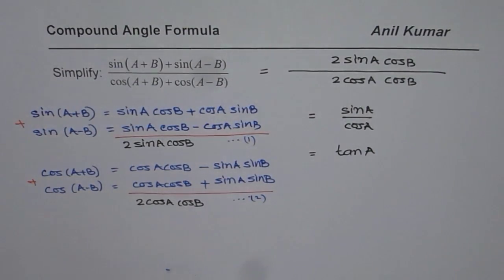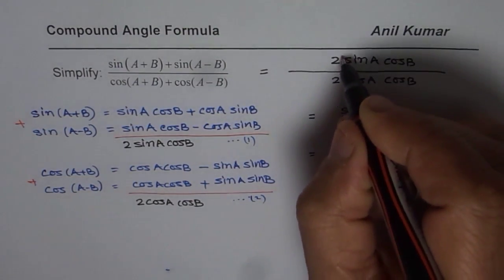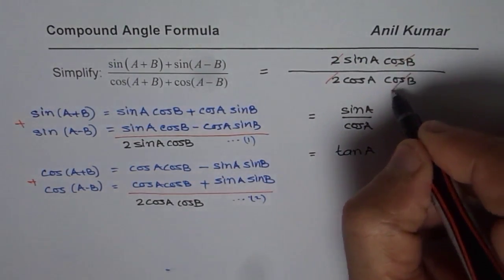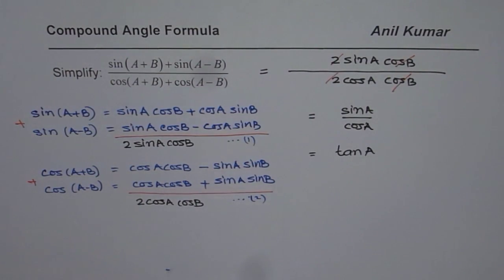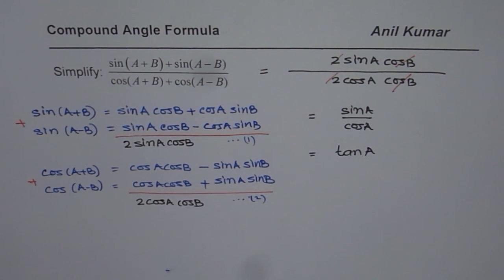So in this particular case, 2 and 2 cancel, cos b cancels, and we get that sine of a plus b plus sine of a minus b divided by cos of a plus b plus cos of a minus b is equal to tan a. Now you got the idea, right?